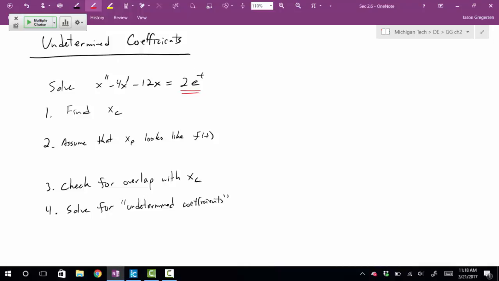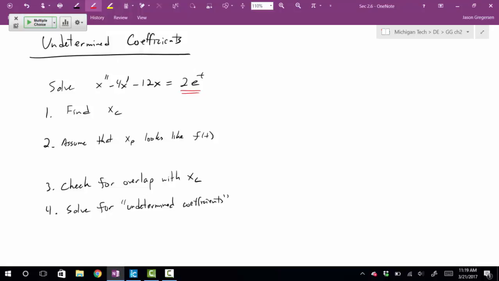Is this a nice function? It has to be polynomials and sines or cosines, or any sum or product of those pieces. Okay? So I couldn't do it if it was 1 over t, or the natural log of t, or arctangent of t. But for 2e to the t, totally fine, we can use this technique. Okay? So we've got to check and make sure we can use it.